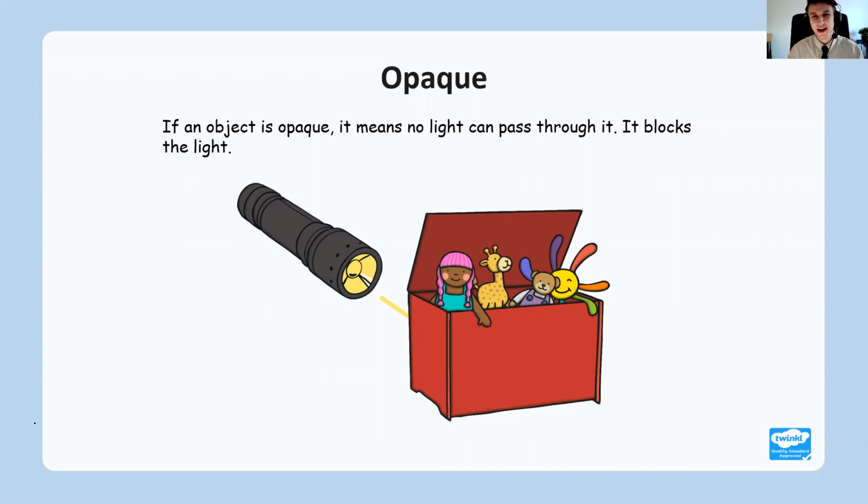What we're going to do now is I'm going to show you some objects, and since we're not in a lesson, you're just going to have to shout to the screen whether they are translucent, transparent, or opaque. So can you kind of see through them? Not completely. Translucent. Can you see through them completely? Transparent. Or can you not see through them at all? Opaque.